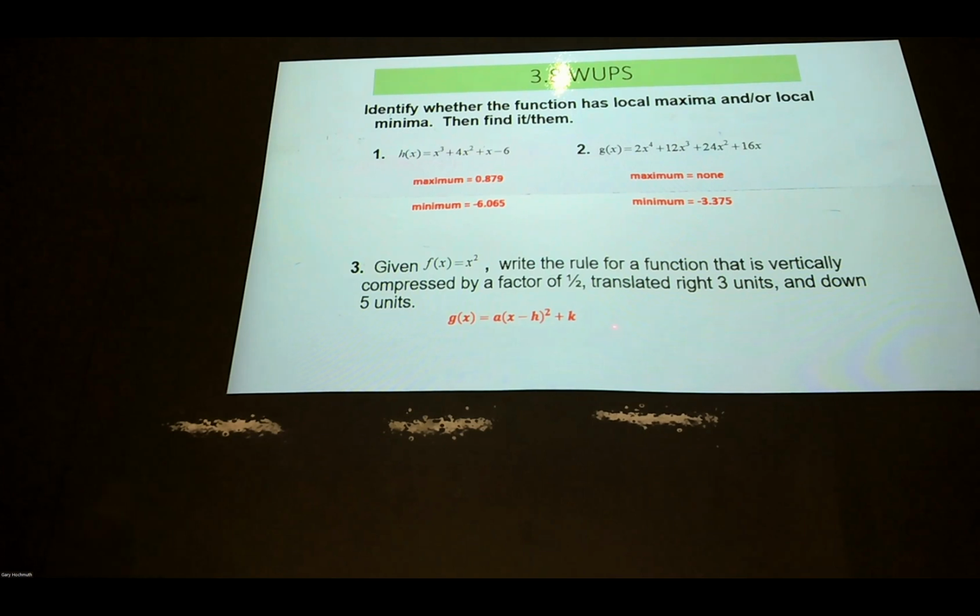So let's review how we did it with quadratics, which were actually fairly easy. If I want to compress this vertically by a factor of 1/2, that's my a is 1/2. Translate right 3 units, that's h, so it's going to be x minus 3. And down 5 units, so k is going to be -5. And we've got our transformed quadratic.